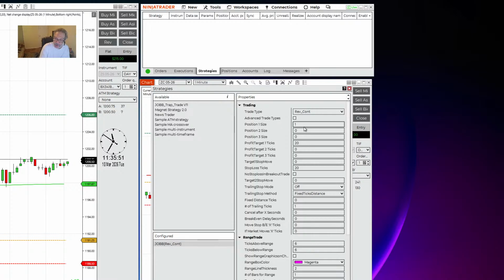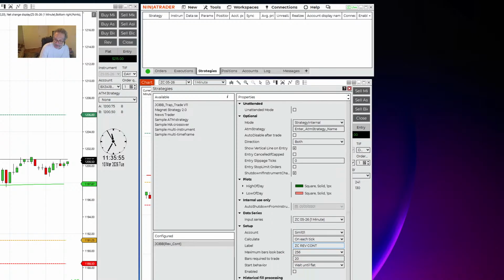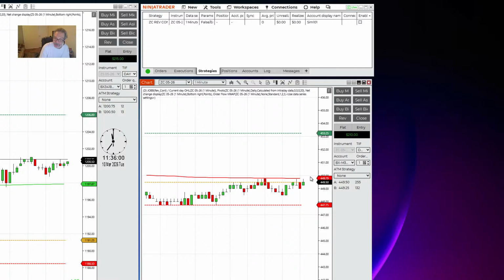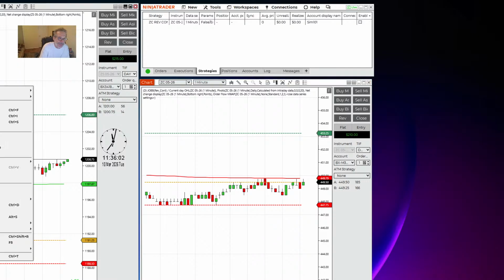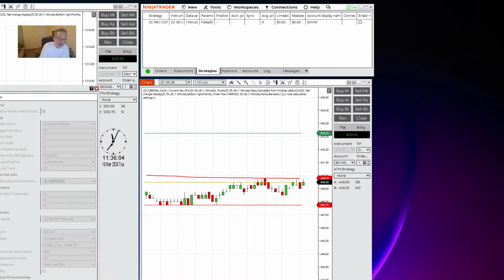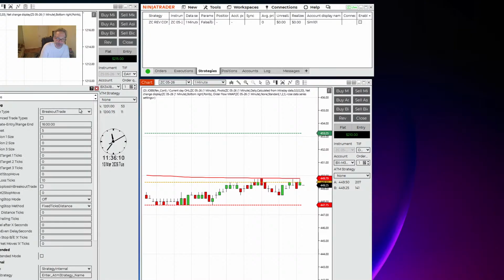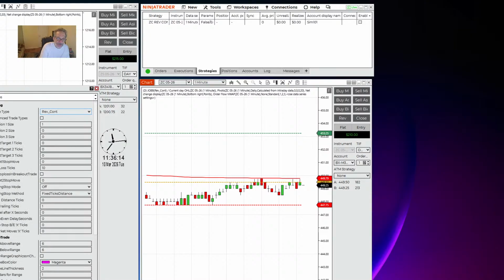So I've got one position, a 20 target and a 20 tick stop. So that's our corn trade, or reverse continue. Doing the same thing on soybeans. Soybeans, I'll trade in my funded account this morning. Reverse continue. One position, 15 target, 15 stop.